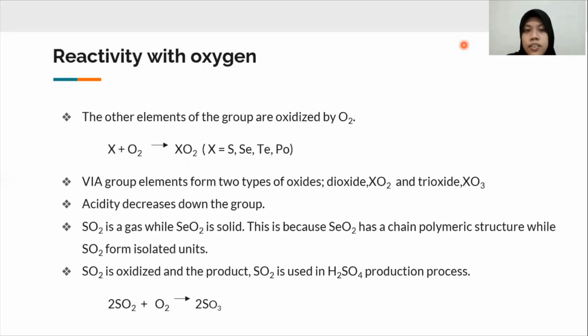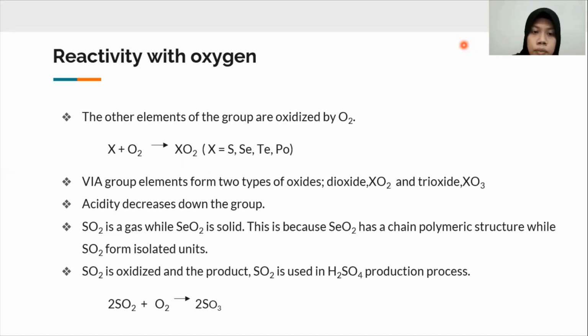So next, we will see the reactivity with oxygen. The other elements of the group are oxidized by oxygen. As you can see from this chemical equation, the group 16 element, represented here as S, will react with oxygen and produce SO2. X here represents sulfur, selenium, tellurium, and polonium. So it depends on which element is going to be oxidized by the oxygen.